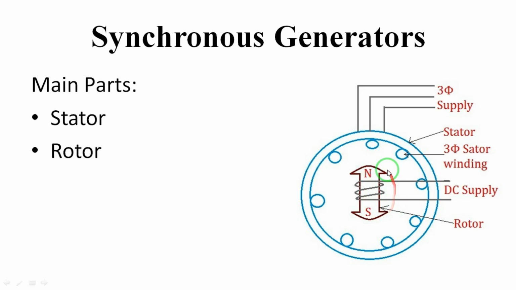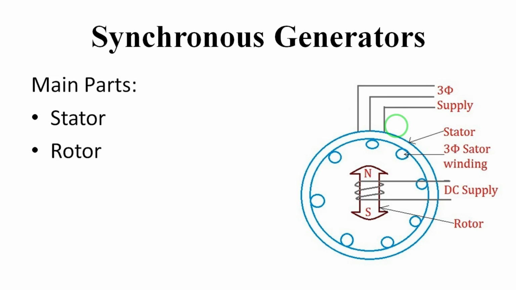These are electromagnetic poles, excited by a DC supply, that is, separate excitation. We need to give an extra, separate DC supply. The three-phase supply is drawn from the stationary armature winding. When we generate electricity, the AC voltage or current is drawn from this armature winding to the load or grid.